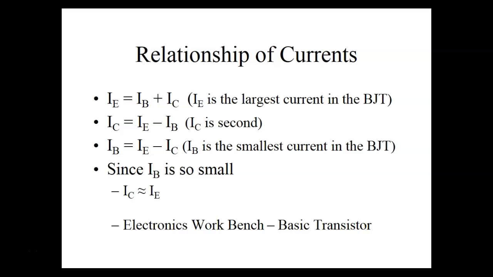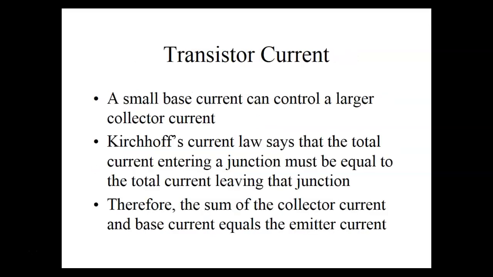So we understand current. What's the biggest current flow in the transistor? The emitter current, followed by the collector, followed by the base, right? Base is the smallest. Everybody okay on that?